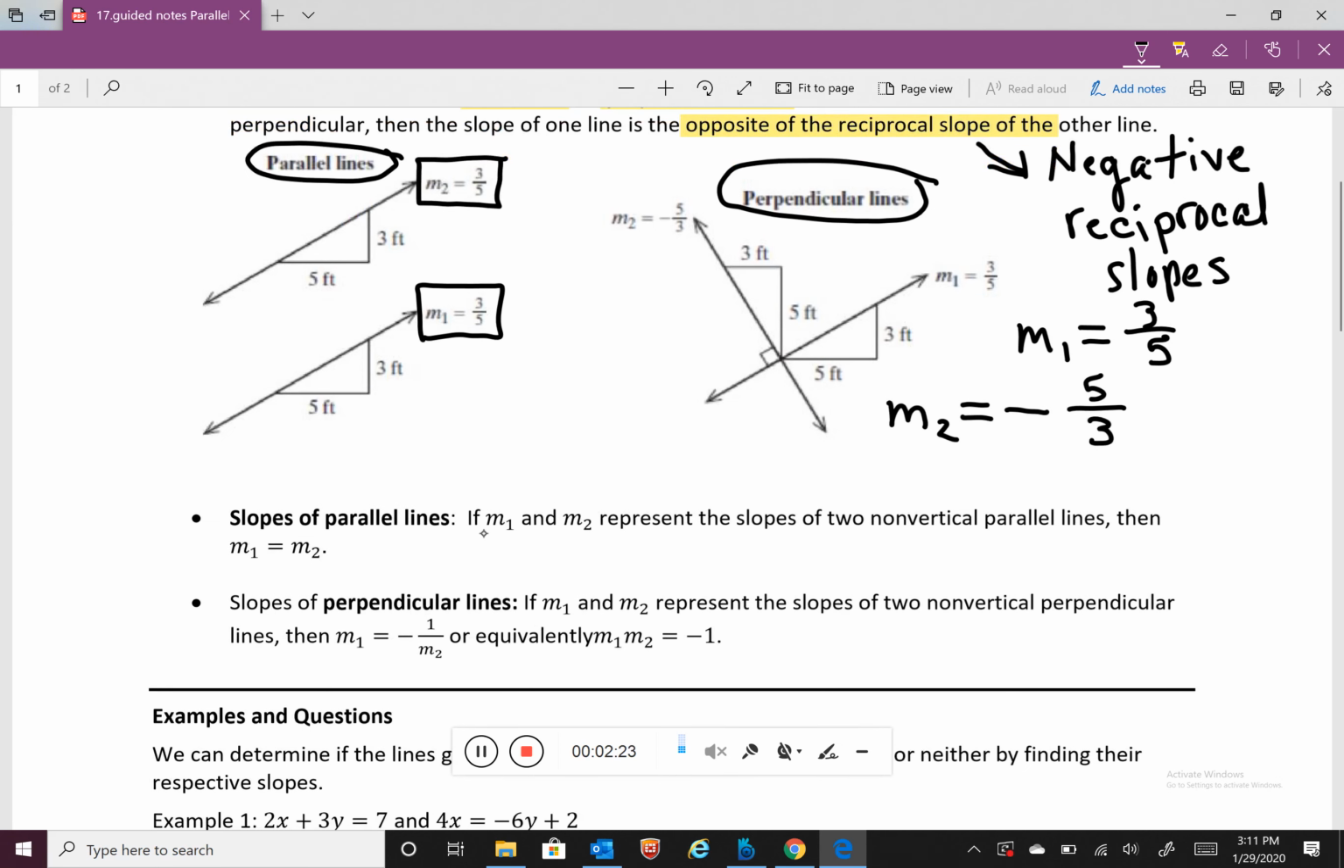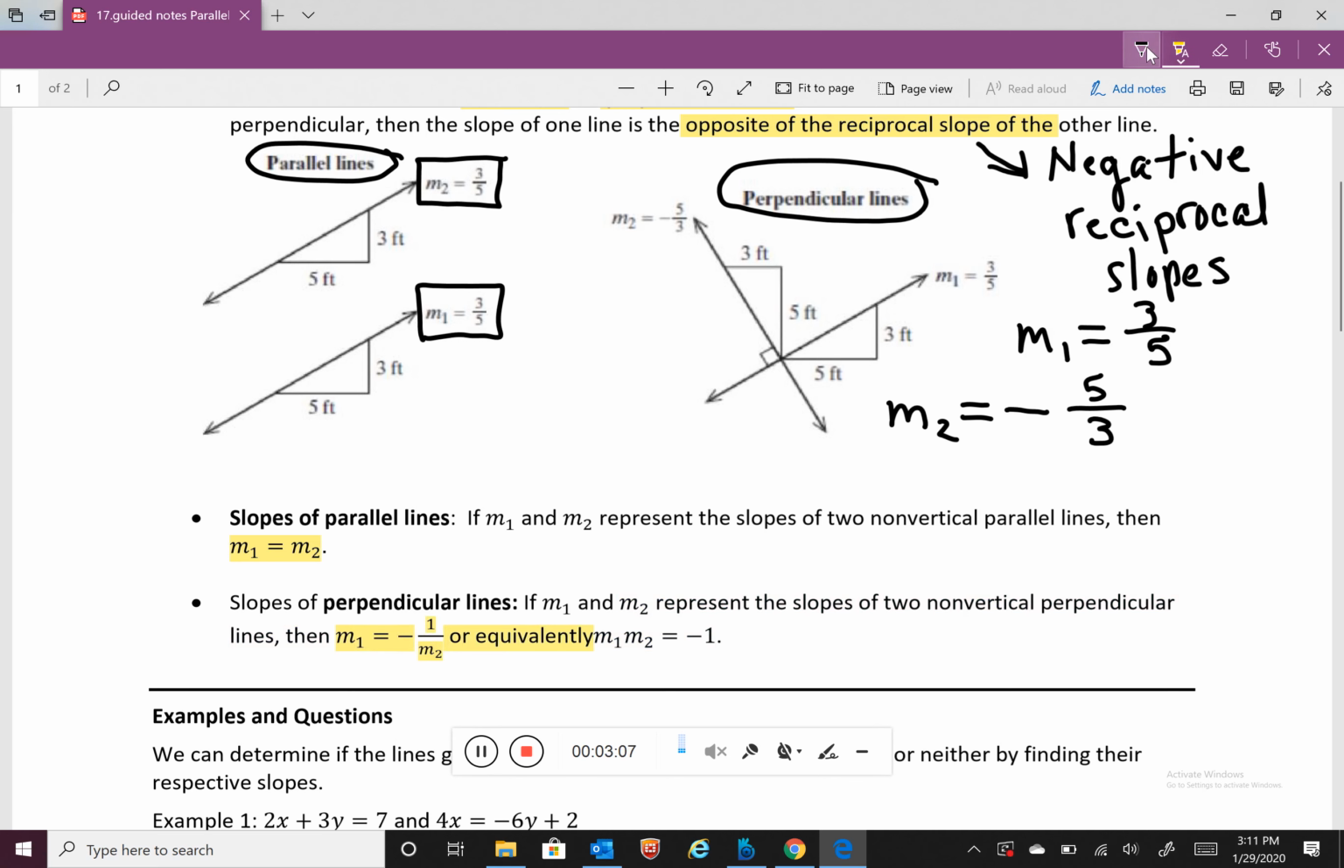Slopes of parallel lines: if M1 and M2 represent the slopes of two non-vertical parallel lines, then the slopes have to be equal to each other. Slopes of perpendicular lines: if, again, M1 and M2 represent the slopes of two non-vertical perpendicular lines, then the slope of the first line is the negative reciprocal of the slope of the second line. Interestingly, that also means that the slope of the first line times the slope of the second line is going to equal -1.